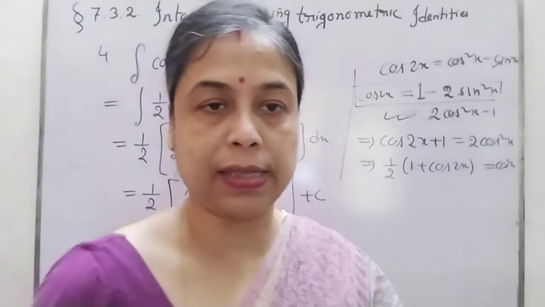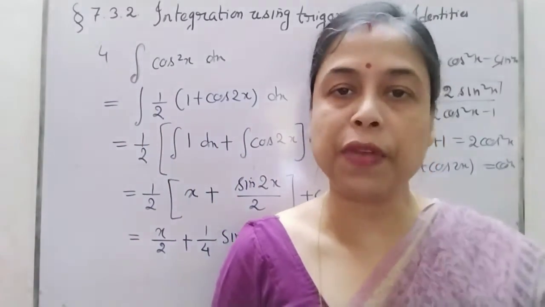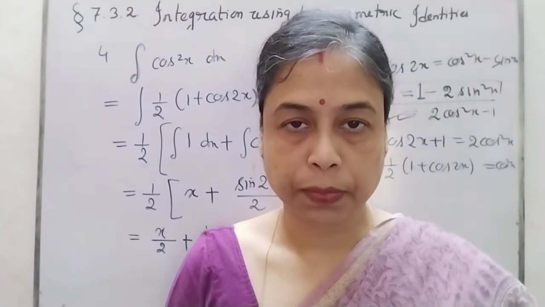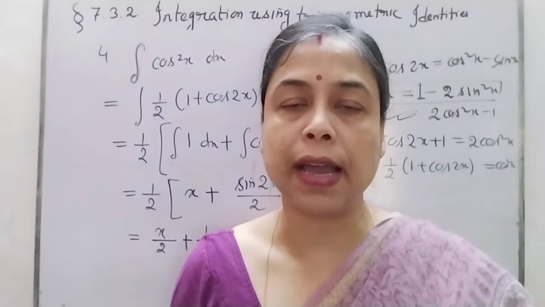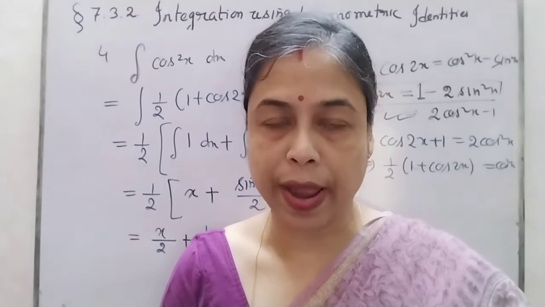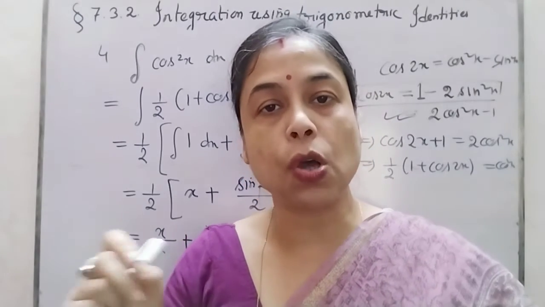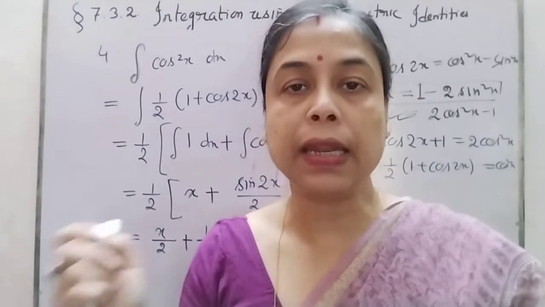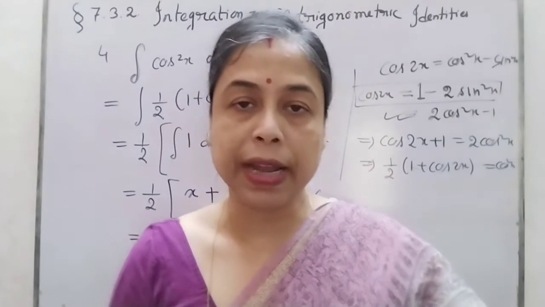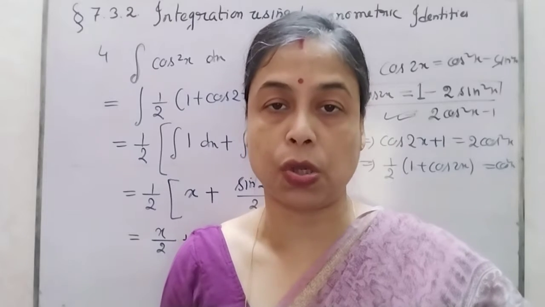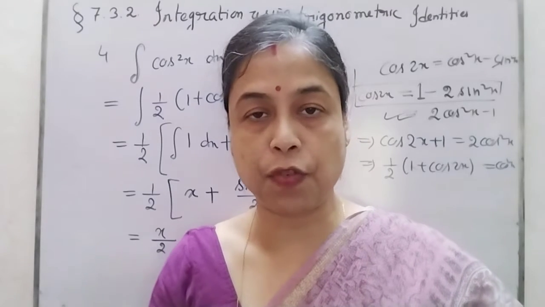So you remember when we have sine square or cos square, in case of sine square you have to write down half of 1 minus cos of double angle. And in case of cos square, you write down half of 1 plus cos of double angle. Whatever x is there, we will have twice x.